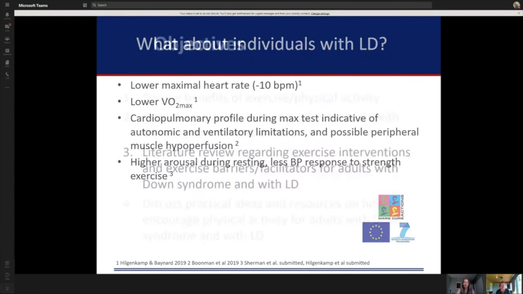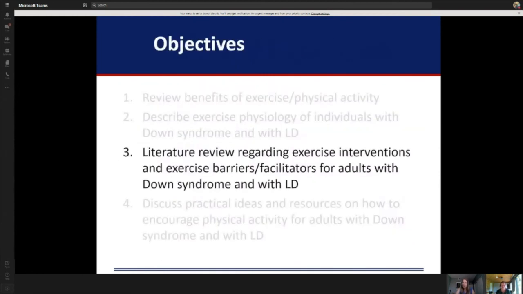So the third part, this is going to move into a little bit more practical. We're kind of done with the very basic science part of this presentation, and we're going to look more towards the exercise interventions, but mostly what is helping and supporting physical activity and exercise in these populations.